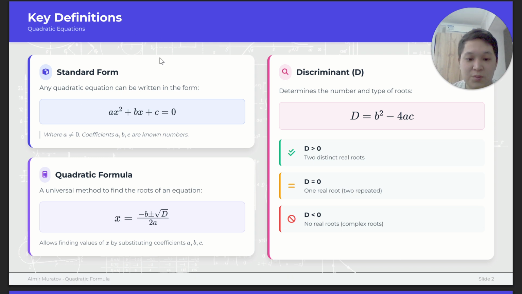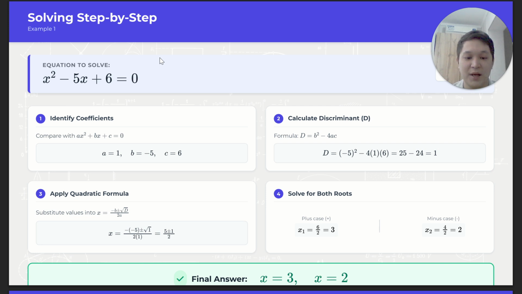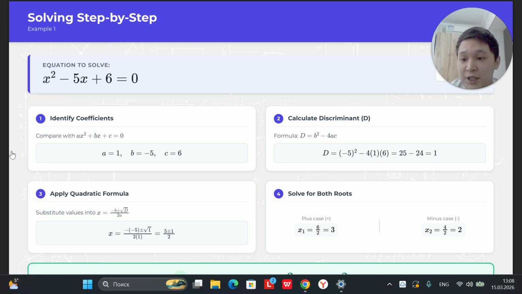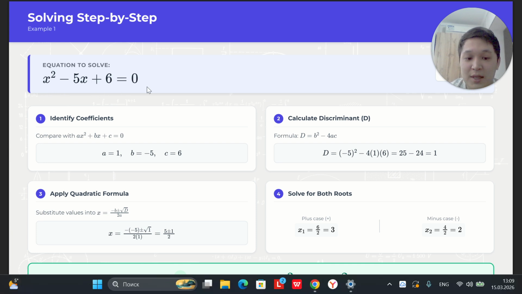Let's put this into practice by solving step by step. Here we have the equation x squared minus 5x plus 6. Firstly, we should identify the coefficients. We compare it to our general quadratic equation, ax squared plus bx plus c equal to 0. Our coefficient a here is 1, because we have an invisible 1. For b we have minus 5 and for c we have 6.